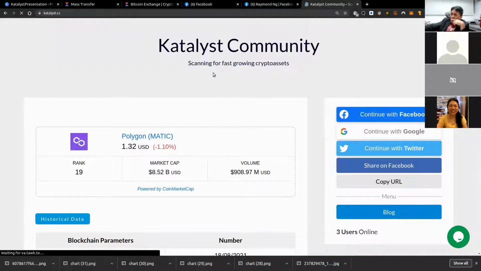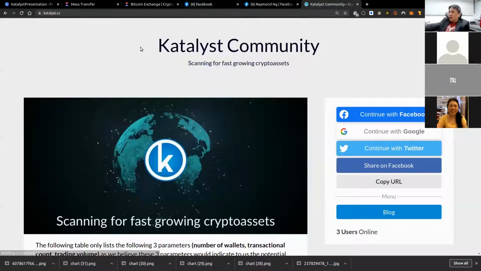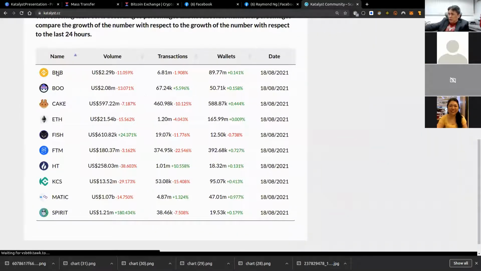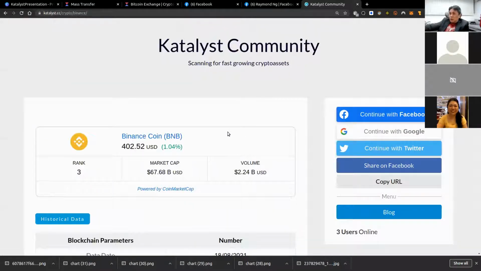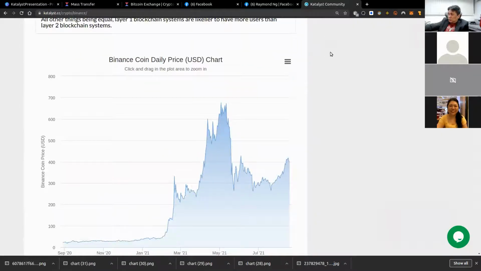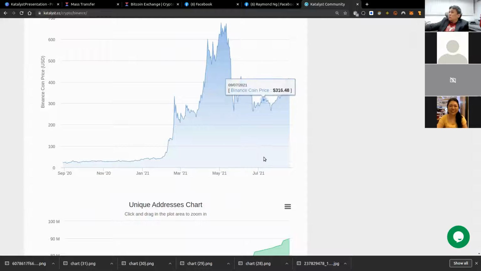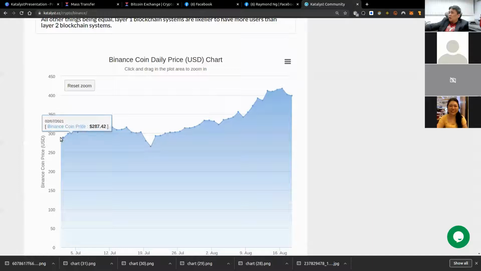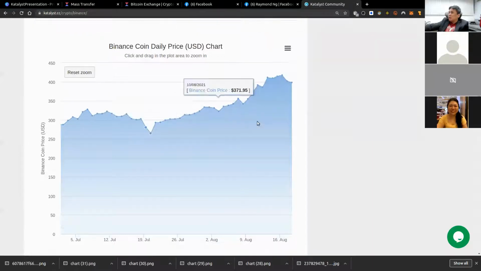Okay, so we look at another coin, Binance coin. Binance coin is an interesting one. How many of you bought Binance coin in the last 1-2 months? Anyone bought? Okay, Feng Yi, 402, not bad. We zoom in from the 1st of July. On the whole it is increasing, there is some dip, but it's not a big deal.